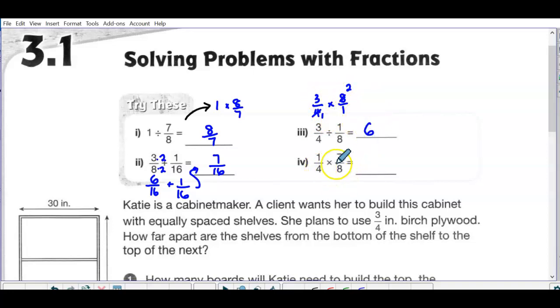Okay, and then this is straight multiplying. Here, notice 4 goes into 8, but I cannot divide that out because they're both in the denominator. So this is just going to be 7. 1 times 7 is 7 over 32.